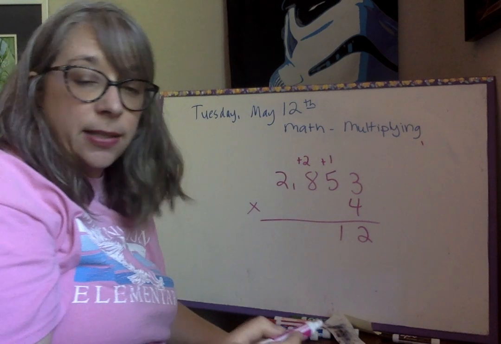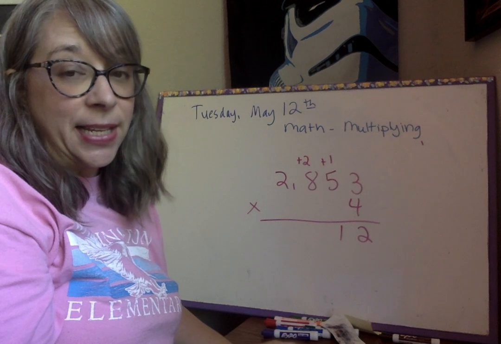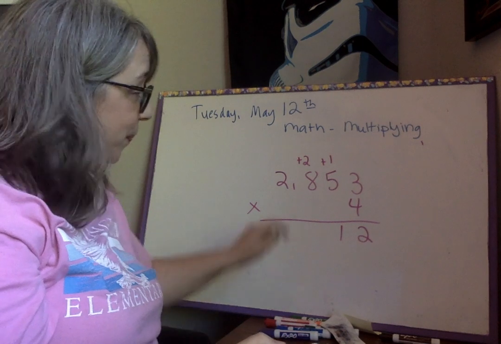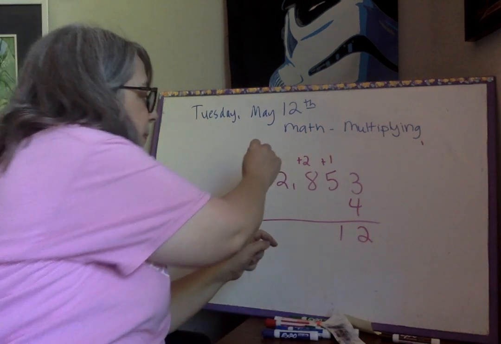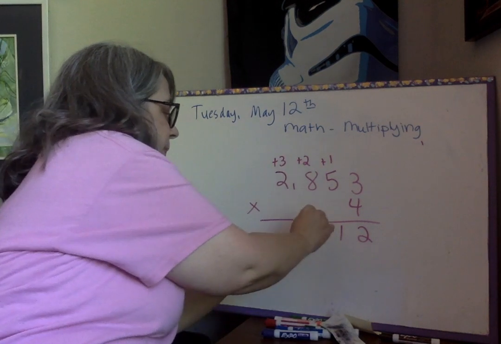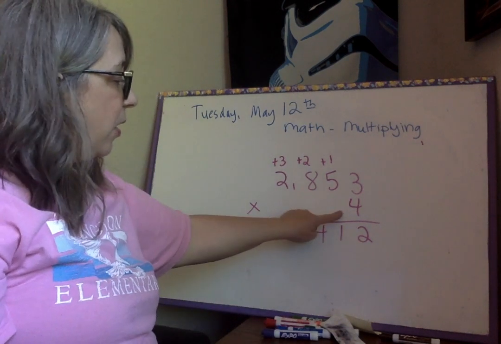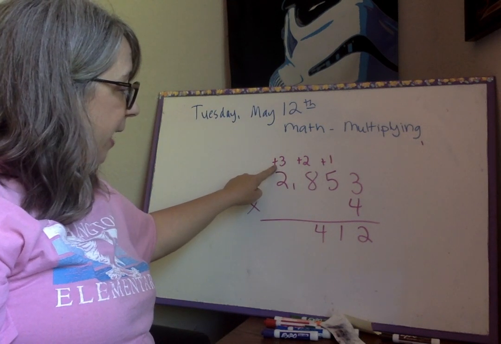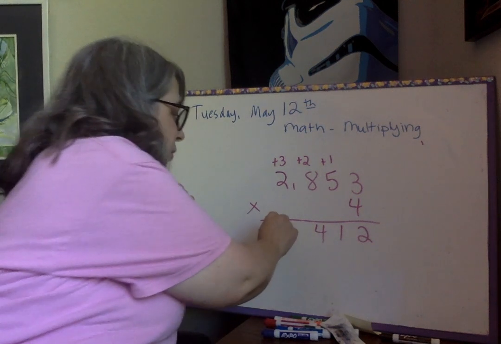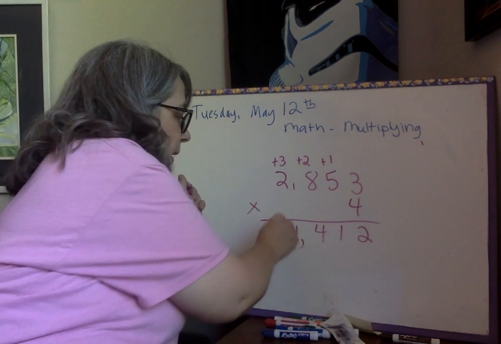4 times 8 is 32. 32 plus 2, so 32, 33, 34. Plus 3, put your 4 down there. 4 times 2 is 8. 8 plus 3, 8, 9, 10, 11. So we're just going to write 11 over here.